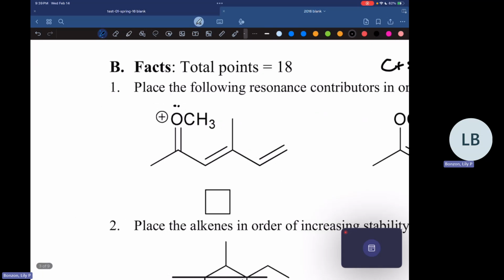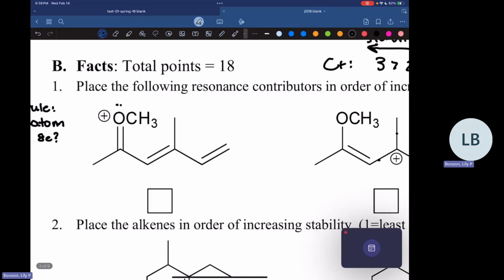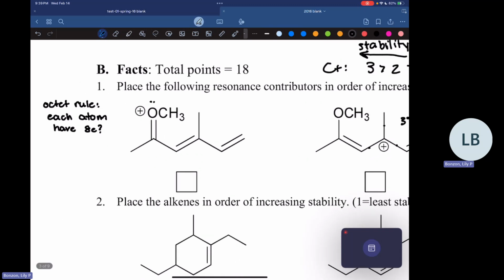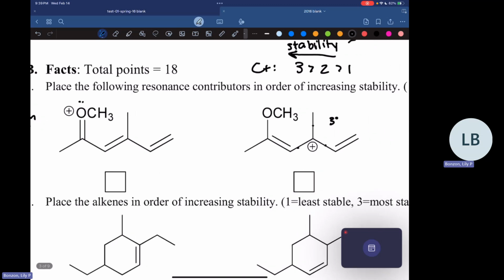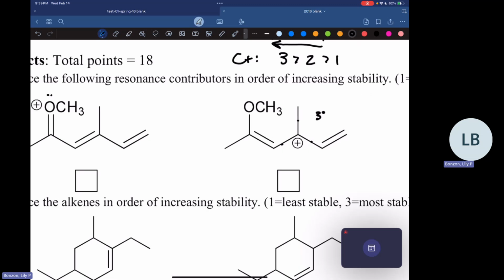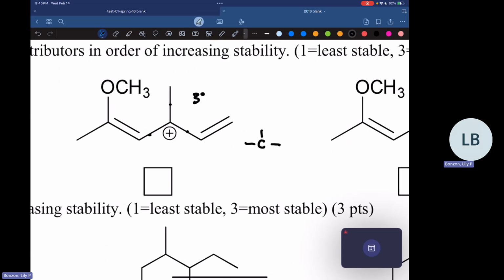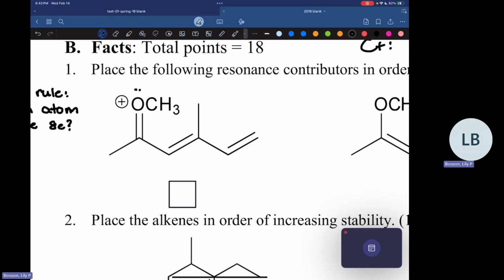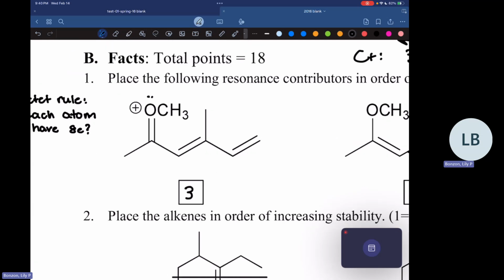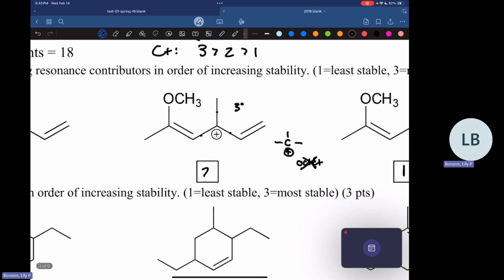Now, when we're looking at stability, the biggest factor is going to be the octet rule. And so that's just saying, does each atom have 8 electrons. And so when we have the octet rule satisfied for all the atoms, that is going to be the most stable structure. So this carbocation over here, although it is a tertiary carbocation, it only has 6 electrons, so its octet rule is not satisfied. So this is actually going to be less stable than this oxygen over here on the left. So we're going to put this structure on the left as 3 and the structure in the middle as 2.